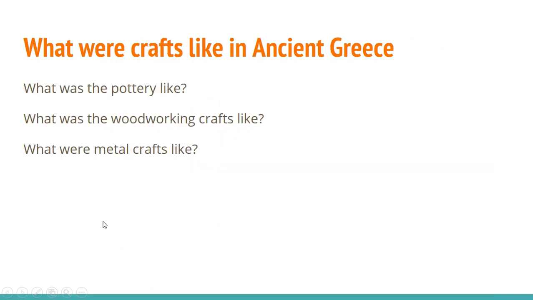Let's look at another one. What were crafts like in ancient Egypt? If you get a big topic like this, you could divide it up into different kinds of the big topic. So pottery was a type of craft, and you could do a whole paragraph on pottery, a whole paragraph on woodworking, and a whole paragraph on metal crafts. You just divide up the type of crafts into 3 different kinds. That would be a good way to do it too.